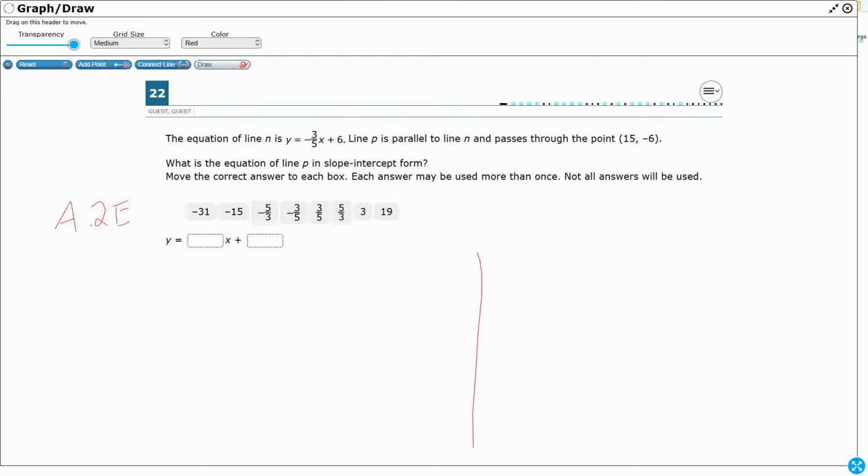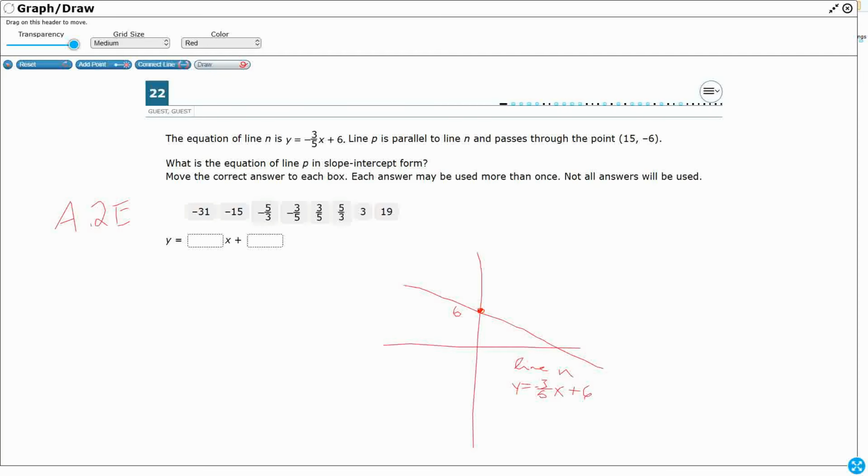So if we were to do a quick sketch of that, we would say, all right, so we know we have the y-intercept of 6, and it's got a negative slope, negative 3/5, so it might do something like this. And we could say this is going to be line n, and the equation is going to be y equals negative 3/5 x plus 6.